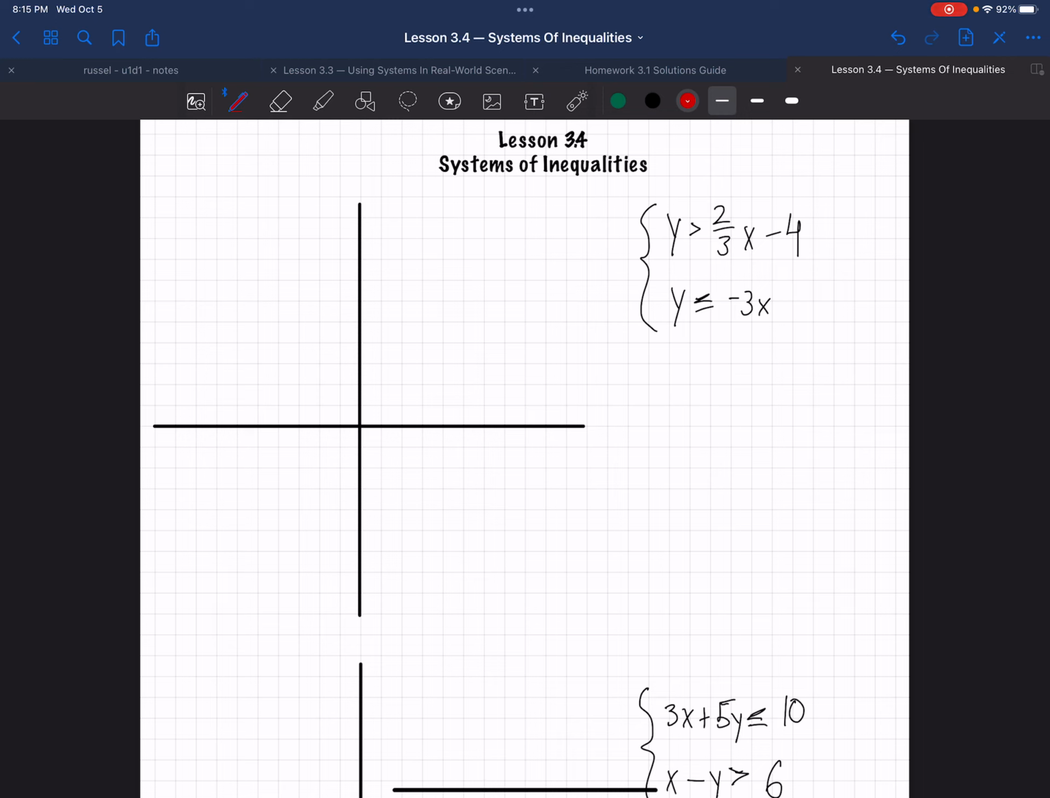Okay. So first of all, let's just plot this, right? So I've got this equation right here. Y is greater than 2/3 x minus 4. So to plot this, the y-intercept is -4. So I'm going to go down 1, 2, 3, 4 right here. There is my y-intercept at 0, -4.